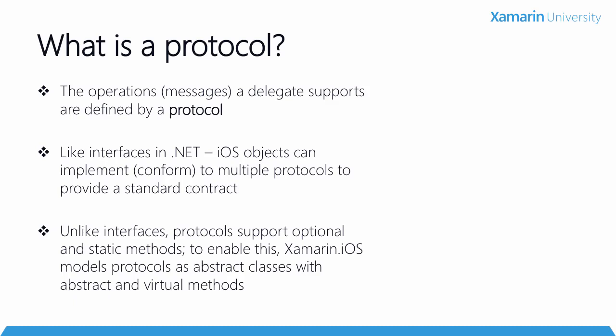And so the way Xamarin.iOS works around this is we use abstract classes to model protocols. In these class definitions, we use abstract methods for anything that is required, and then we use virtual methods with empty bodies for methods and properties that are considered optional.